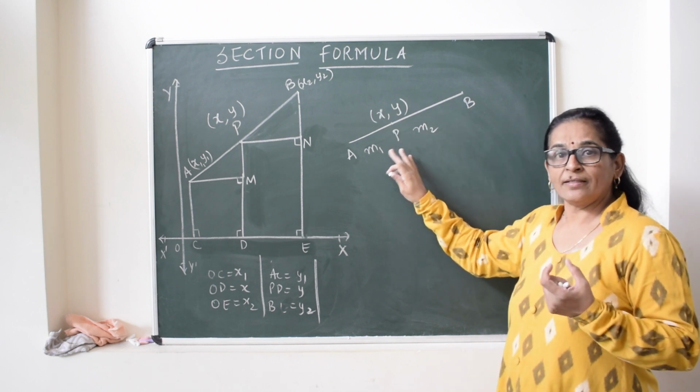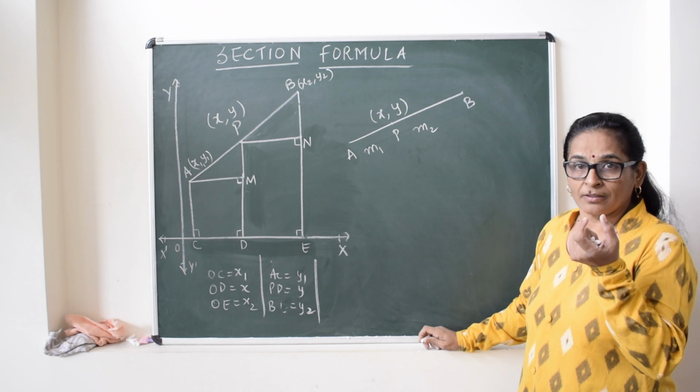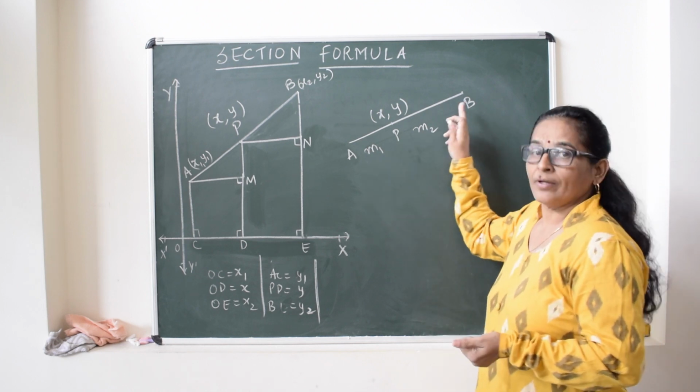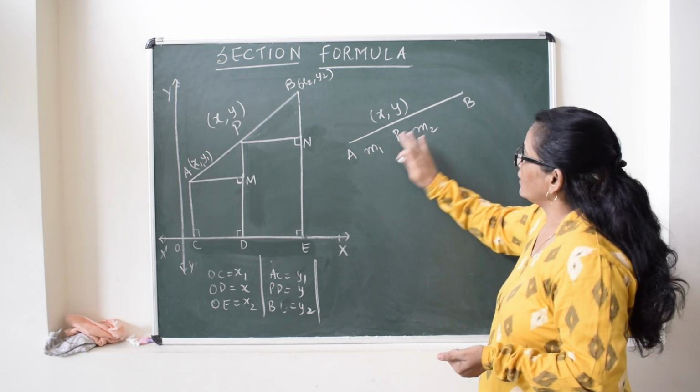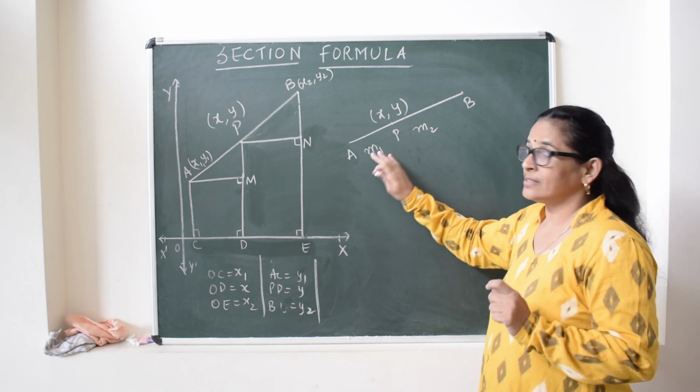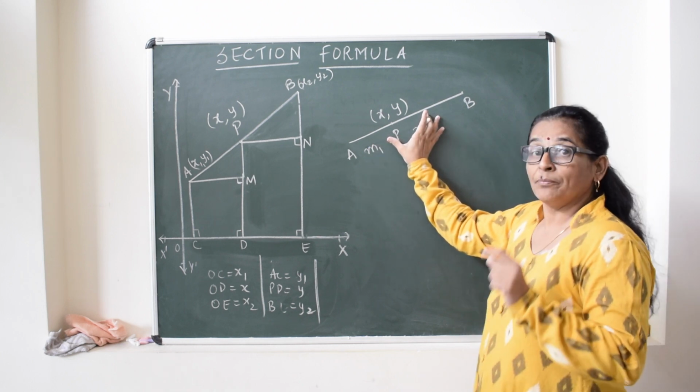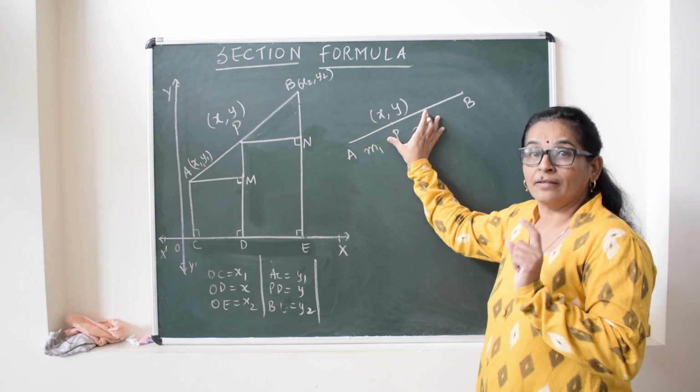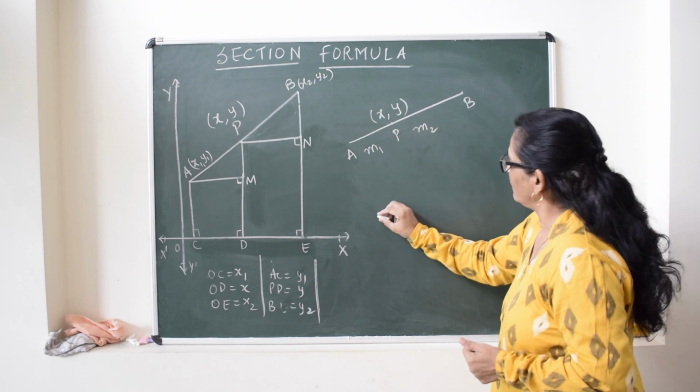So P is dividing this line segment into some sections. This P can be anywhere. It is between A and B. It means that the section formula we are discussing is where P is dividing AB internally. One other possibility is there.